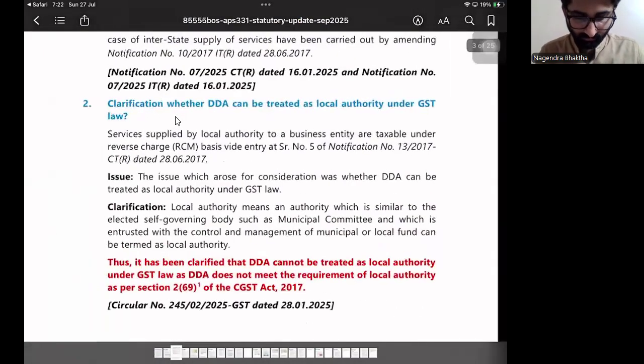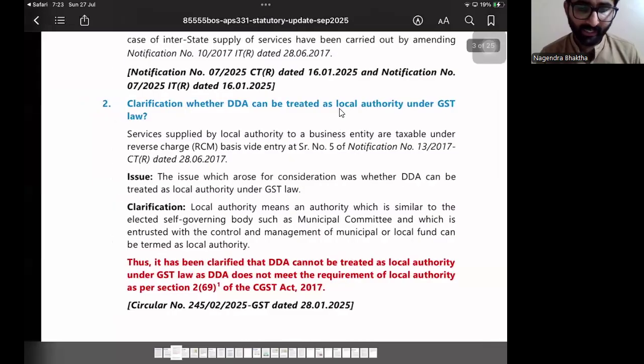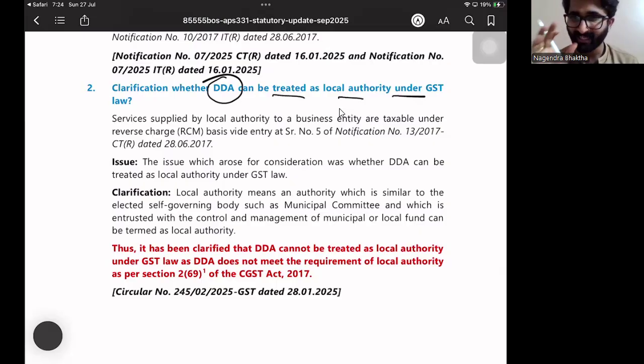Okay. There is one more clarification on DDA. Here, clarification whether DDA, what is DDA? It is Delhi Development Authority. That is DDA. Whether DDA can be treated as local authority under GST law. That was the clarification which they have given, not the amendment here.